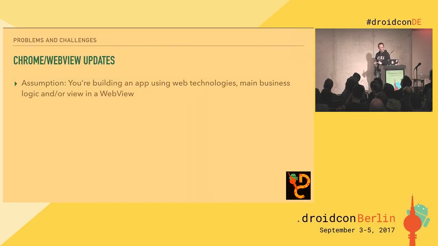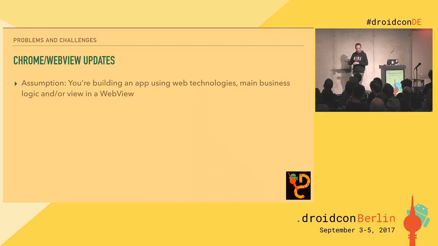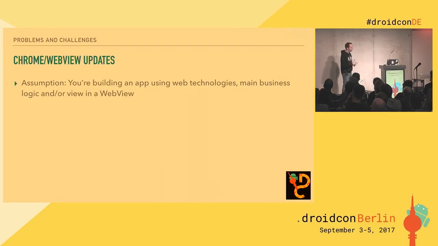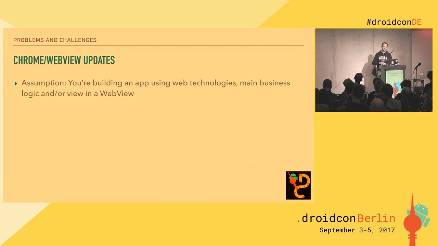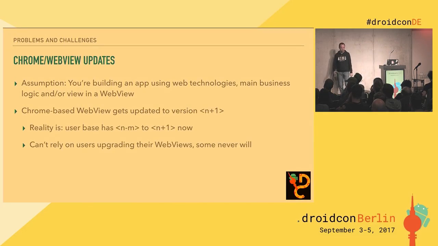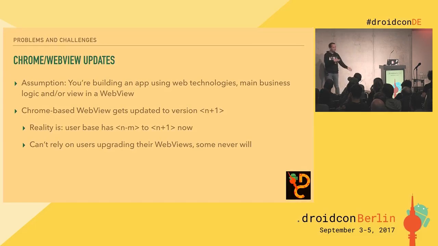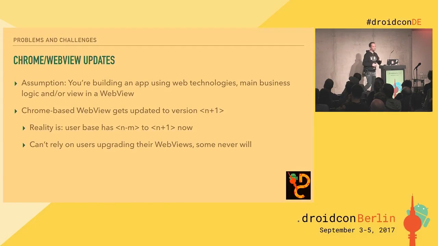So with the Webview updates, the assumption is that you're building one of those apps that has a view in HTML and some kind of business logic or view logic in your Webview as well. So when Webview gets updated by Google through Chrome, you basically jump from n to n+1. But the reality is, people will not be on n+1 right away.